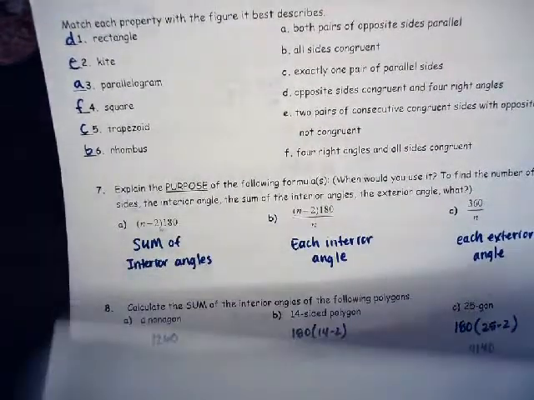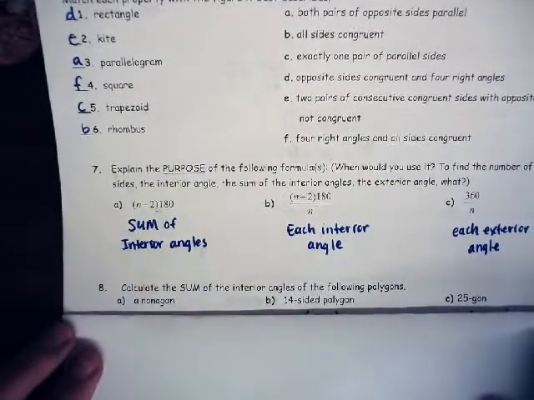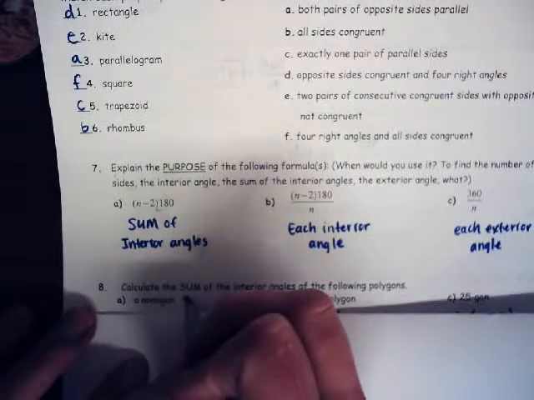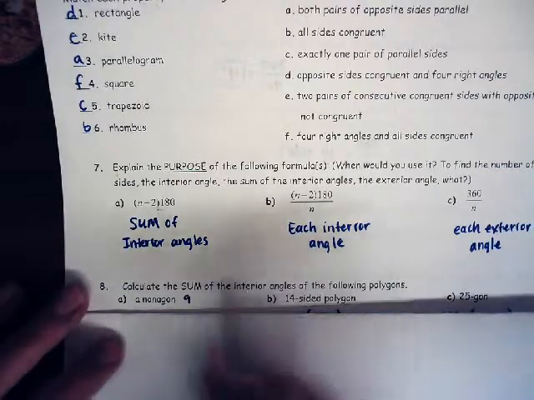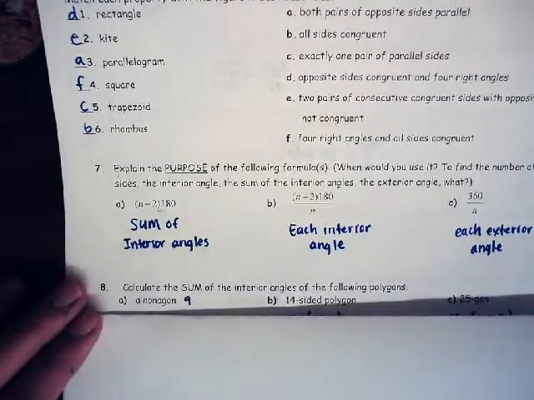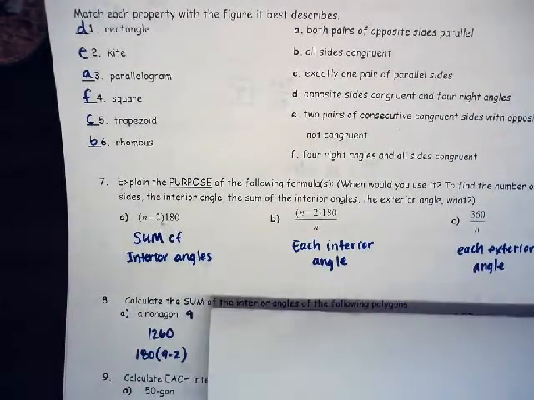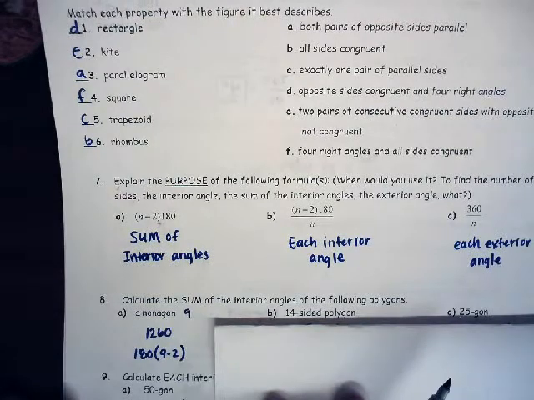Okay, the next part says, calculate the sum of the interior angles of the following polygons. So a nonagon is a 9-sided figure. And so I'm going to take 180 times 7. I always have to subtract 2. So 180 times 7, let's see if I can do this a little bit better here, is 1260. Okay, the next one is a 14-sided polygon.